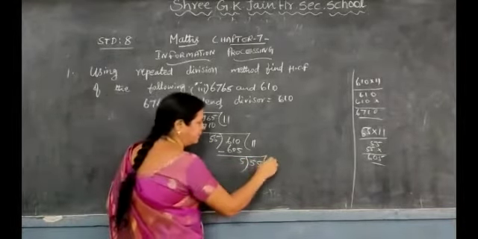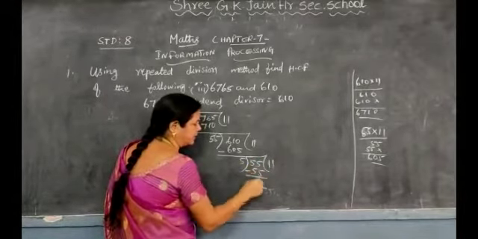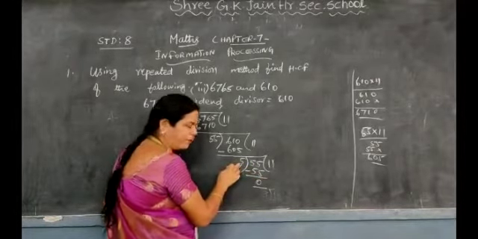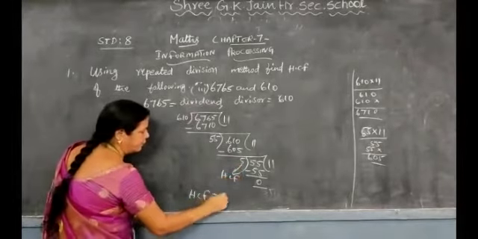Now 5 table, how many times? 11 times. So 5 11s are 55. So minusing, you will get 0. So which divisor is the HCF now? 5. So your HCF is 5. So HCF equal to 5.